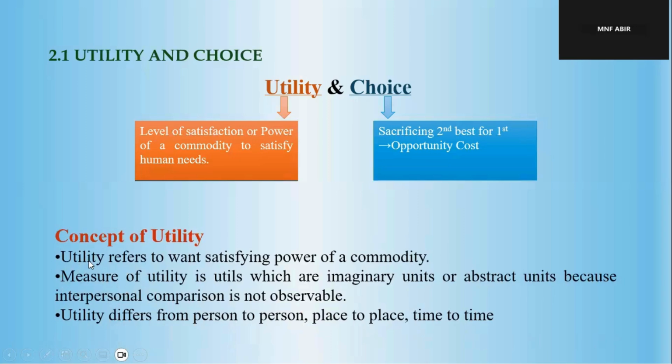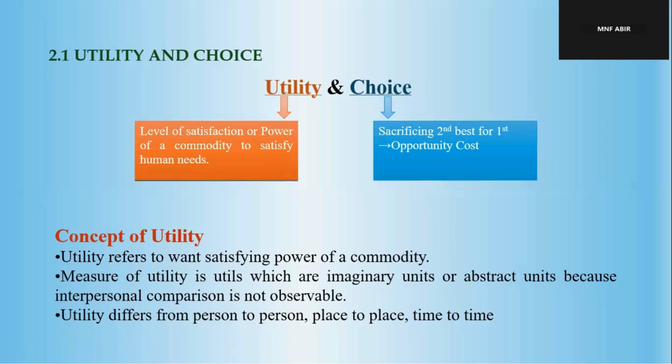First one is utility refers to the satisfying power of a commodity. We measure utility in utils. Utils is an abstract unit because we cannot observe any interpersonal comparison. And lastly, utility differs from person to person, place to place, time to time. Utility differs from person to person because we already said that utility cannot observe interpersonal comparison. So the satisfaction a person gets from some goods cannot be the same for another person.